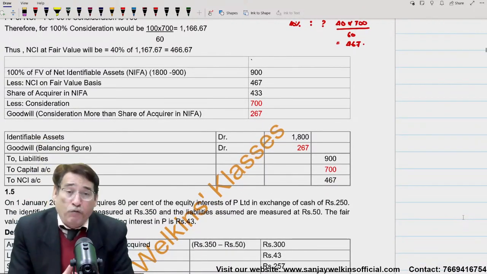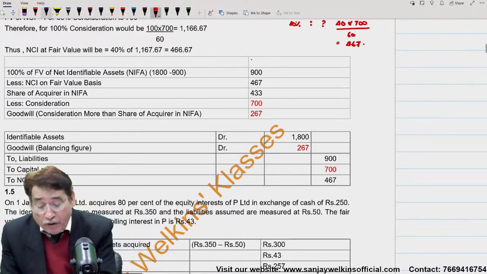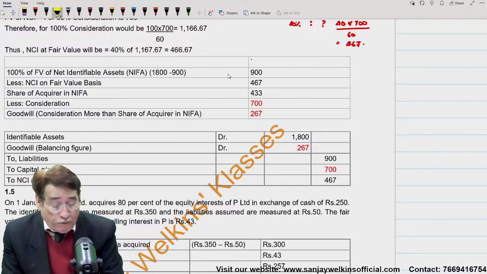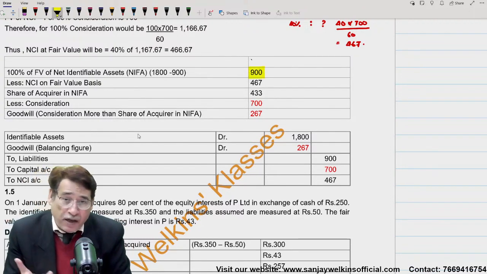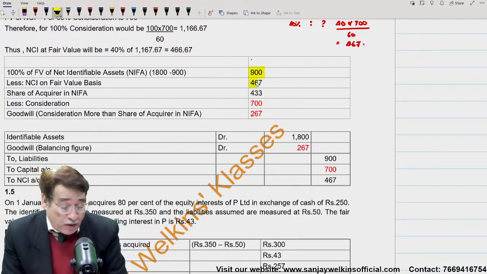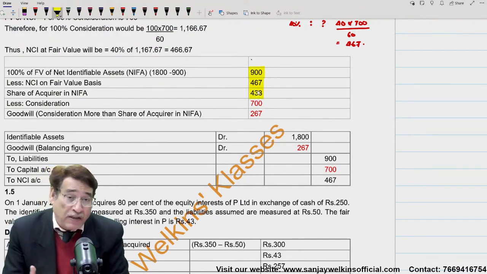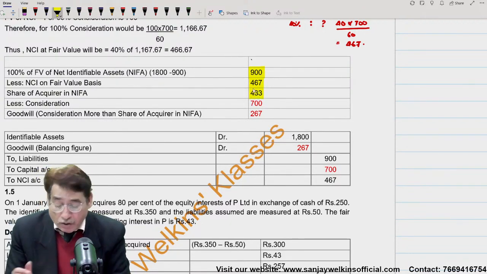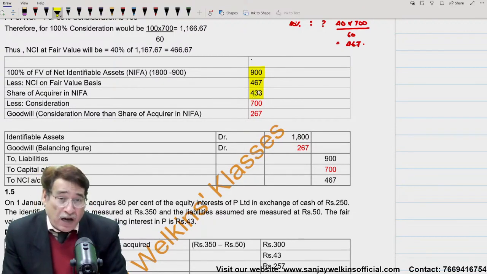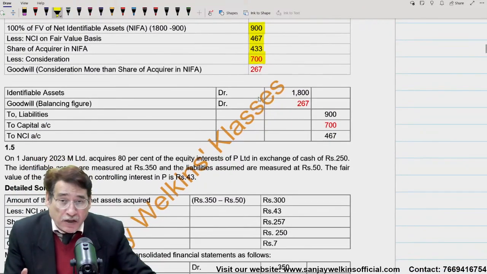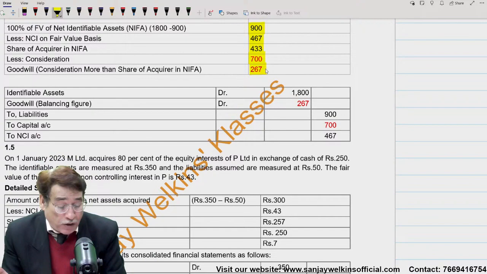Now in this case, what would have been the amount of goodwill? Let's have a look over here. 100% of net identifiable asset is 900, as we know. Out of that, we are going to subtract the NCI, because we have taken NCI now at fair value. I will subtract 467. So 433 worth of assets are now remaining. So share of acquirer in the net identifiable asset will be equal to 433. And obviously the consideration which we have paid is equal to 700, and amount of goodwill will be equal to 267.